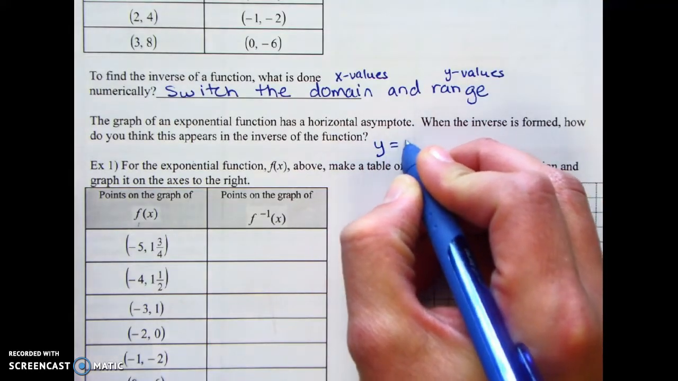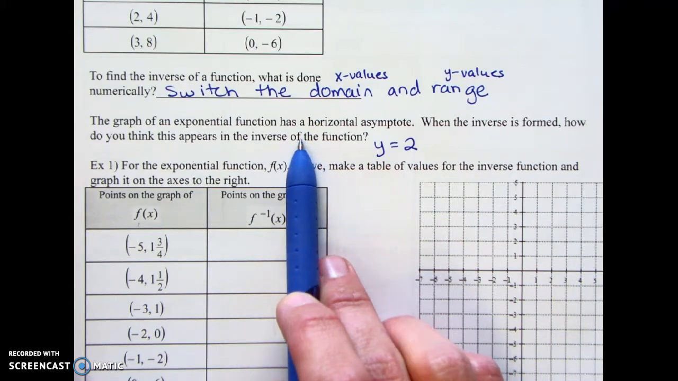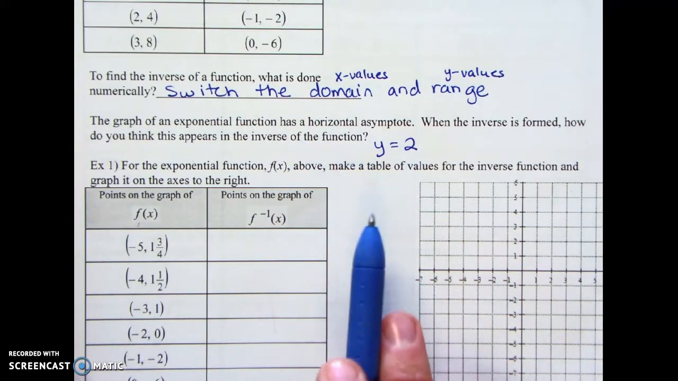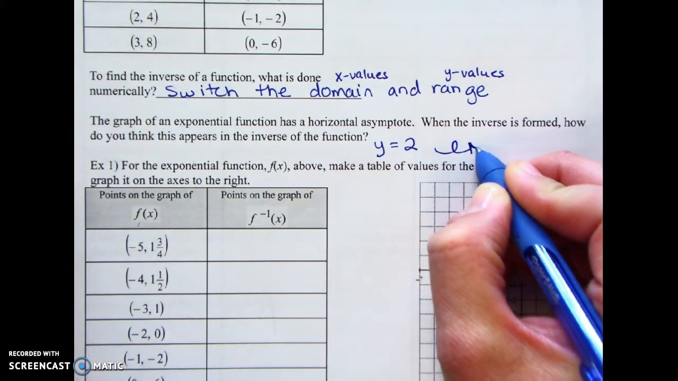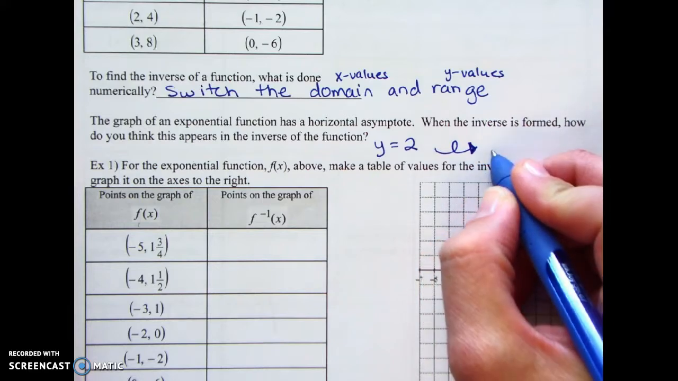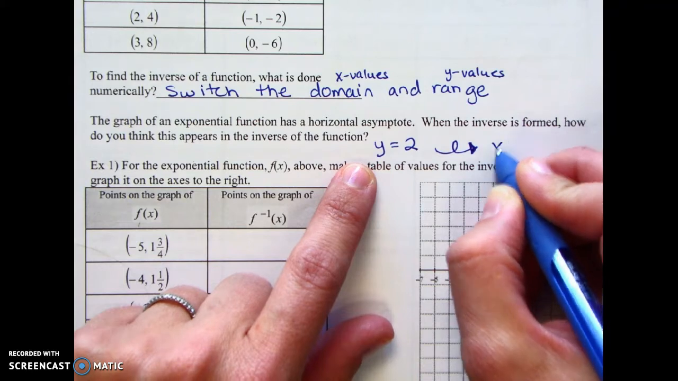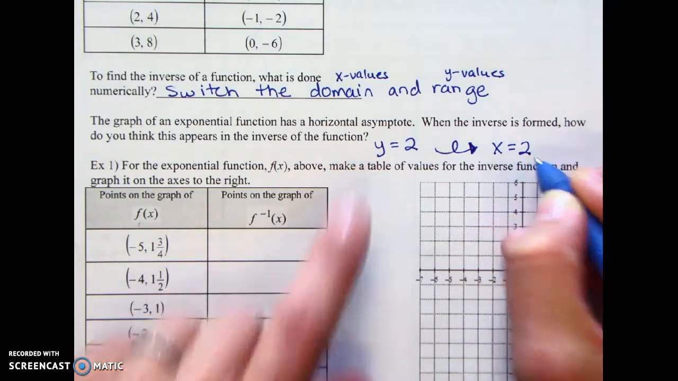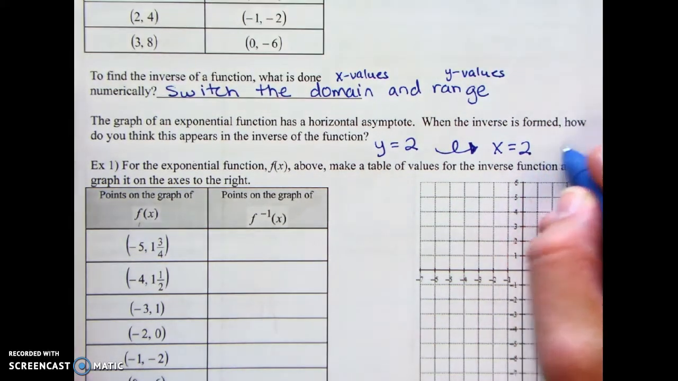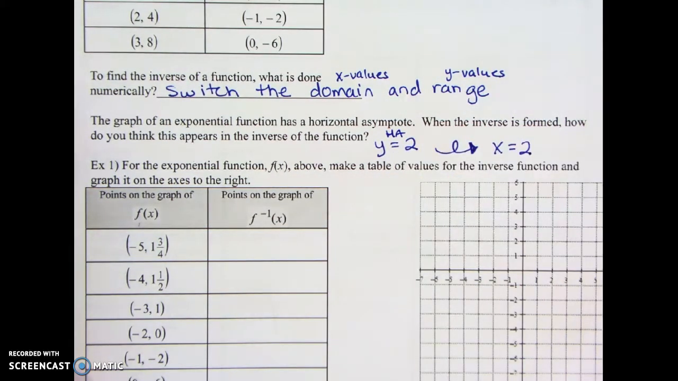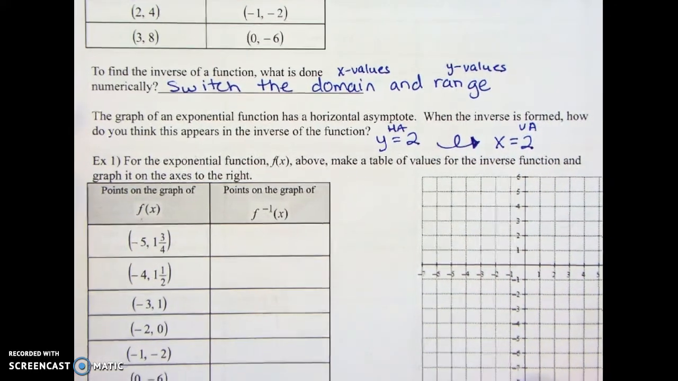Y equals 2. Now, if we know the inverse means to switch x's and y's, then this is a y, right? And what am I telling you to do? Switch it. So the inverse, that is not an official symbol for inverse, okay? What would the inverse be? What's going to happen to the horizontal asymptote? It's going to turn into x equals 2. What is x equals 2 on a graph? Well, y equals 2 is a horizontal asymptote. What are we predicting x equals 2 to be? A vertical asymptote. That's just a prediction. We'll see what happens, right?